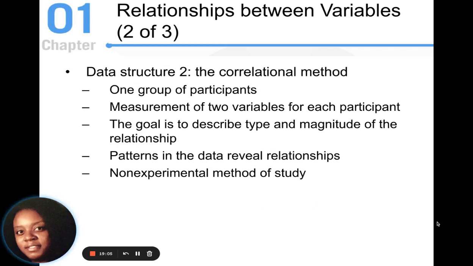And then for the correlational method, we might have one group of participants where we measure 2 variables for each participant, and the goal will be to describe the type and magnitude of the relationship that exists. And there can be patterns that help us reveal relationships, but this is a non-experimental method of study.